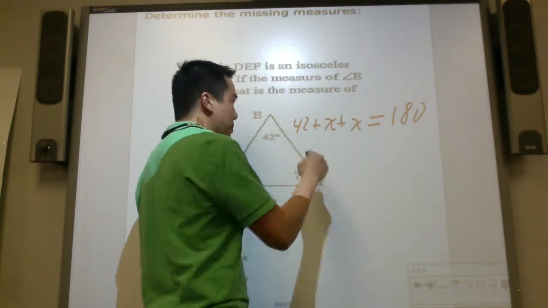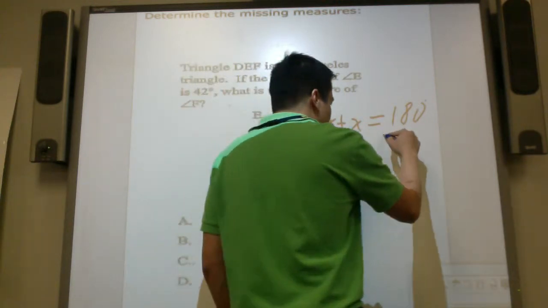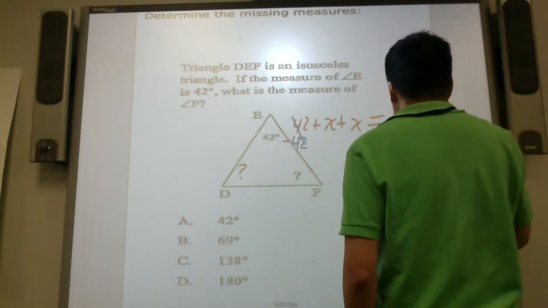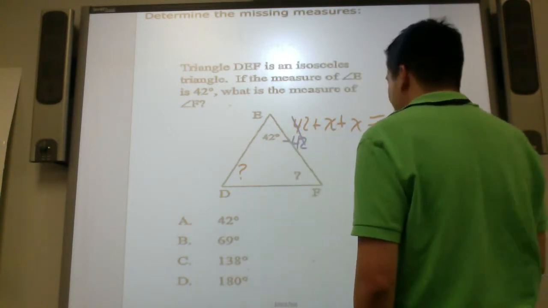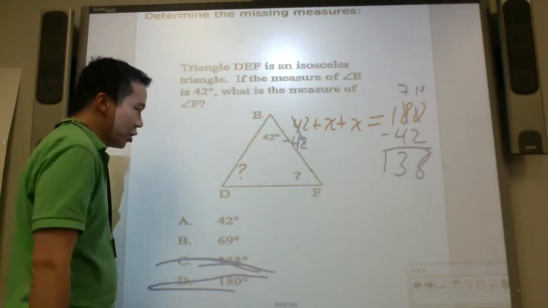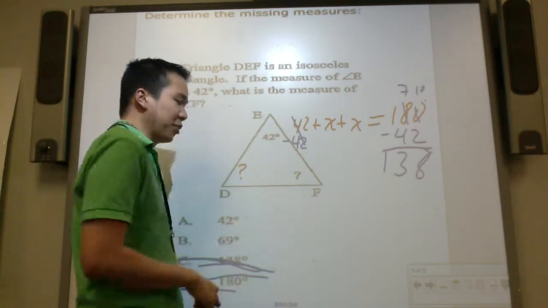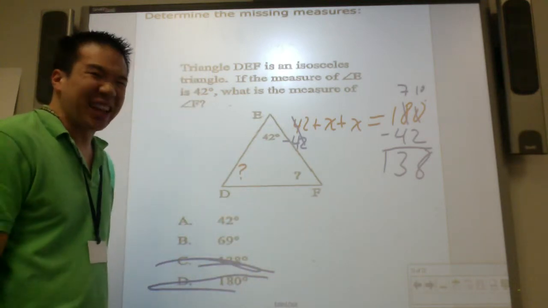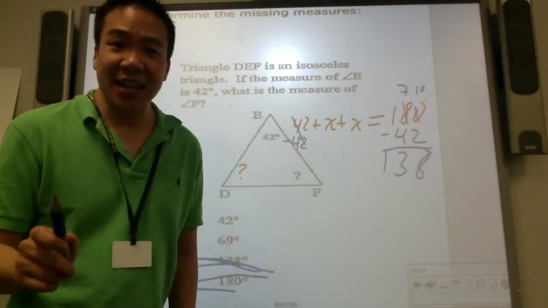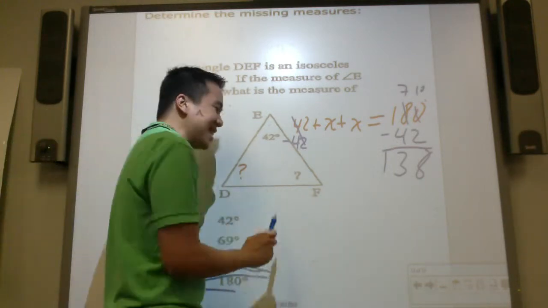So we do the opposite operation. We subtract 42. So we get 138 degrees. First of all, I know that's not going to be the answer because you can tell there are two angles here, and both angles are acute, or less than 90 degrees. But if this is an isosceles, you know that these two are identical.